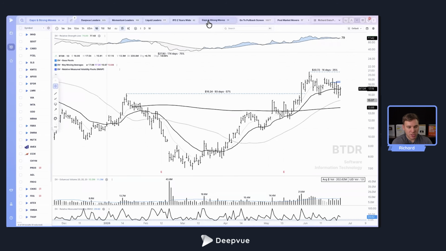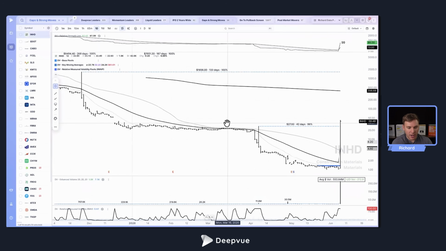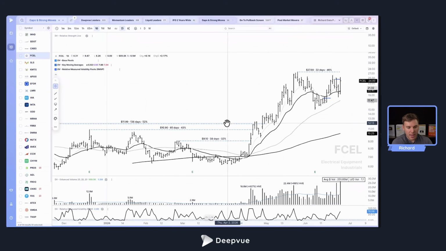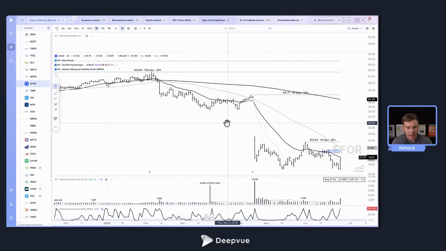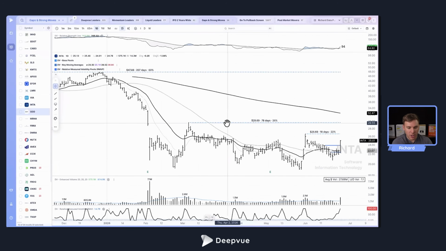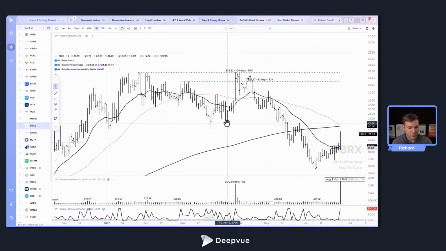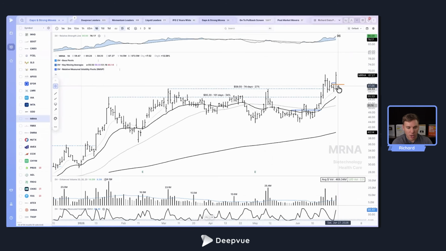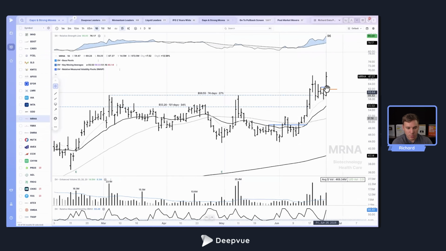I also look at gaps and strong moves. So these are stocks that are making big moves on volume, and not all of these are actionable. But this is how you spot catalyst gaps, and then you can go ahead and look more into the catalyst behind a move. So mRNA, this is a stock I've been watching. It was on the watch list before this move. There's another great breakout again in the biotech sphere.